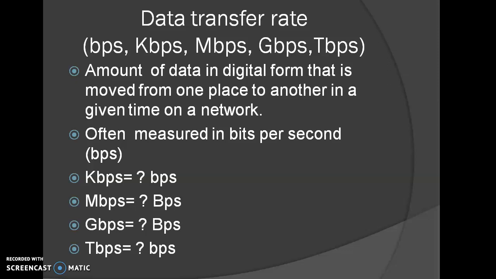Now since we are transmitting the data as zeros and ones, this will always be measured in bits per second. How many bits, how many 0 and 1 combinations reach the destination every second, is referred to as the data transfer rate. So this is measured in bits per second. Now here I want you to find out what these are.